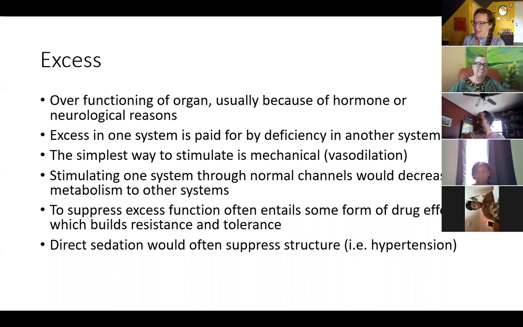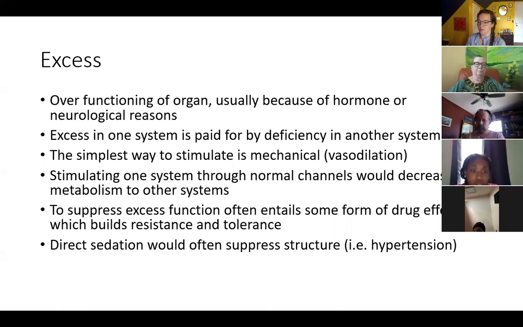So to suppress excess function often entails some form of drug effect, which builds resistance and tolerance. So he's saying that sometimes this excessness is numbed with strong preparations like drugs. So the excess or the imbalance or the deficiency, again, it needs to be a gentle approach.